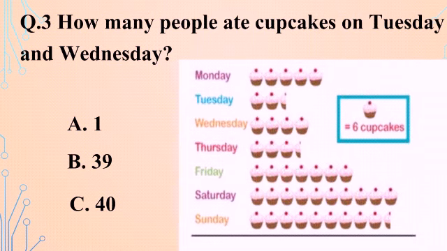So how many cupcakes did people eat in total on Tuesday and Wednesday? You have to count it. So you have to observe the graph and you have to answer it. The options are 1, 39 or 40. What will be the correct option?